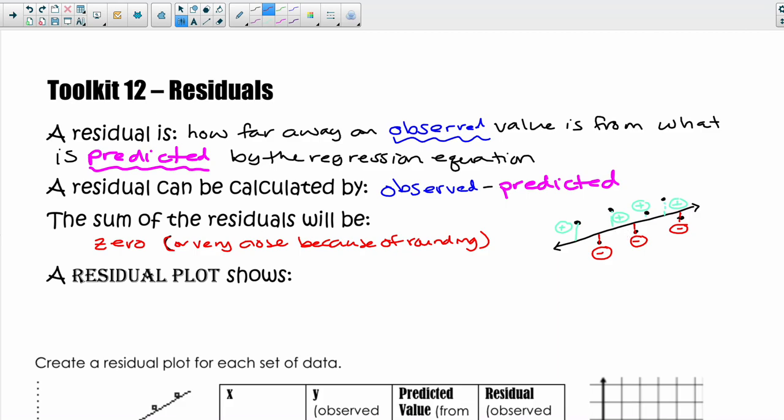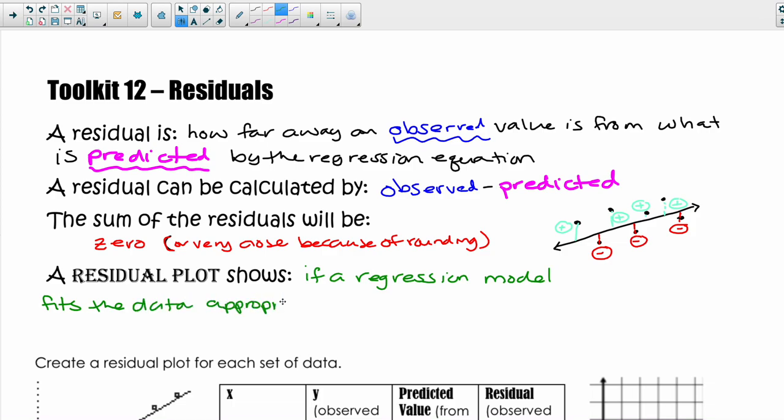Now what a residual plot will show is if a regression model fits the data appropriately. And again, residuals can be used to compare quadratics and exponentials and linear. So that is what residuals are used for.